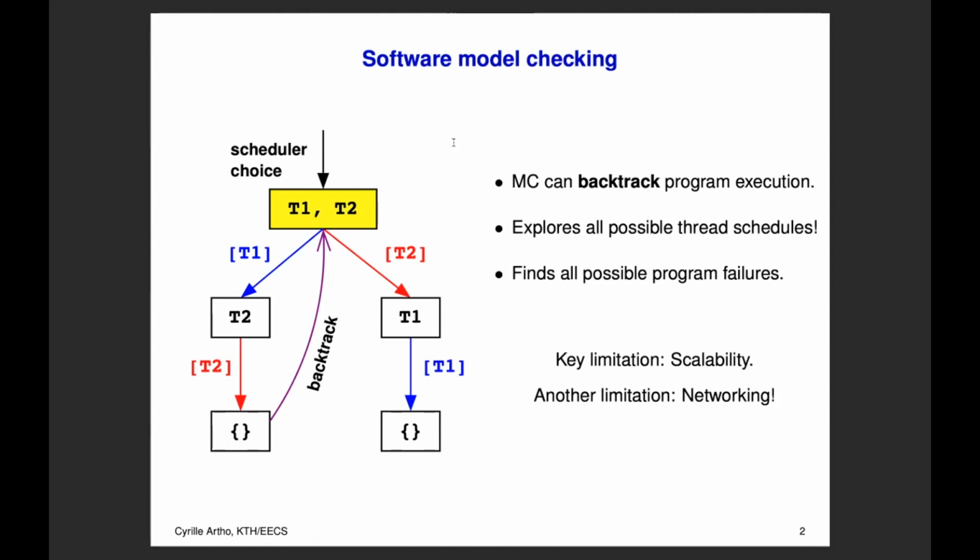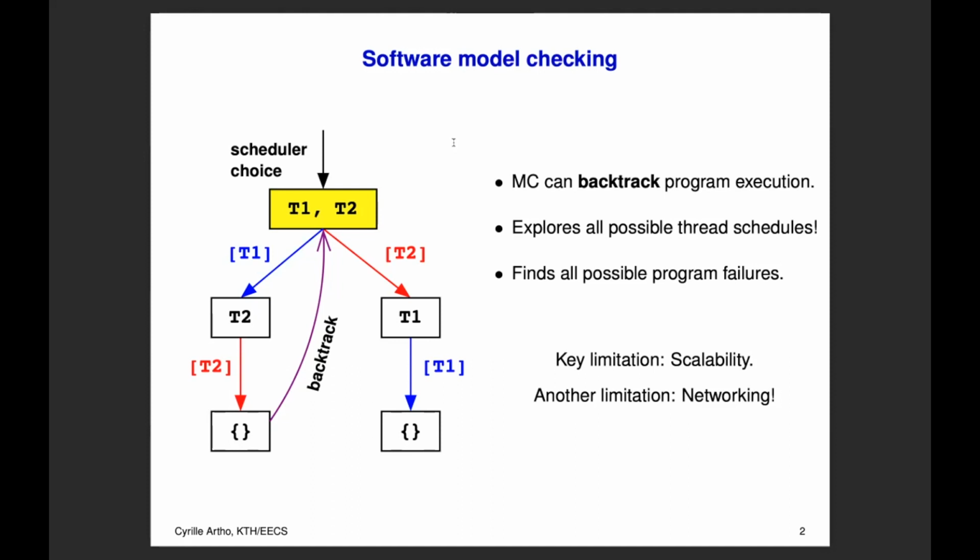So what JPF does for us is that it creates a snapshot in this yellow state with the two threads active. It executes one choice, and then it backtracks to that snapshot. And in this way, it can try a different outcome of this choice, in this case, a different interleaving. And by exhaustively exploring all possible interleavings, it can find all possible program failures from this particular setup, from this initial state.